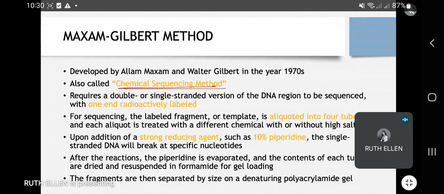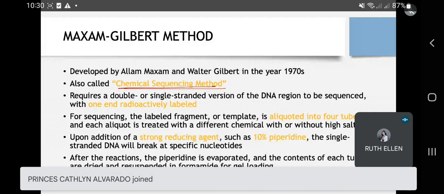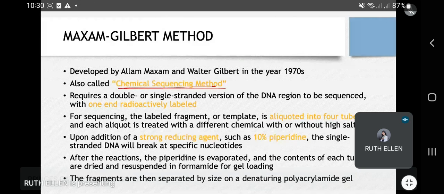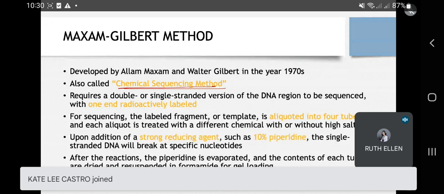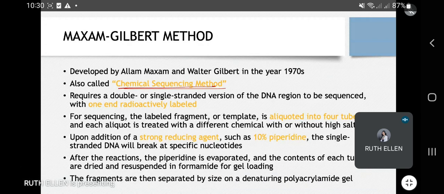So, it requires one double-stranded or single-stranded version of the DNA region to be sequenced with one end radioactively labeled. Okay? So, sa DNA sequencing, may radioactive label pa rin tayo. So kung maaalala ninyo yung radioactive label na ginamit natin sa hybridization-based technique, ano nga ulit yon? What is the radioactive label used for hybridization-based technique?